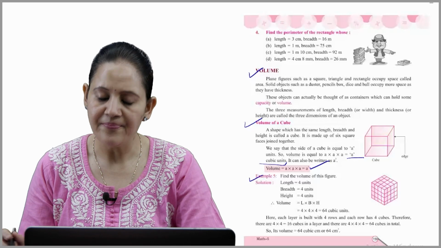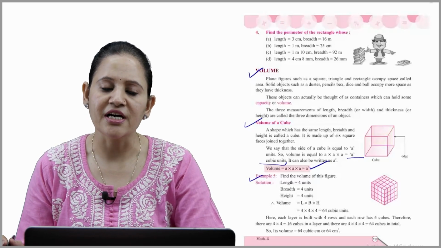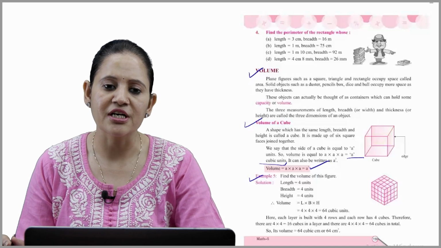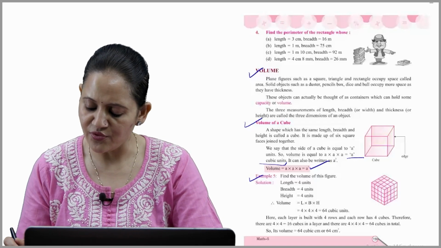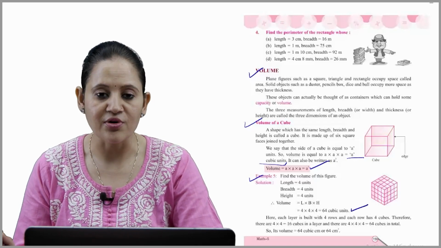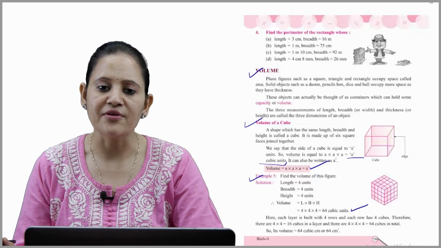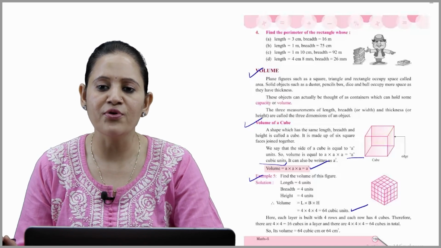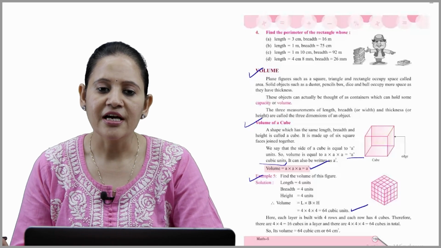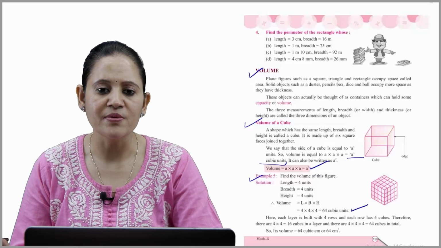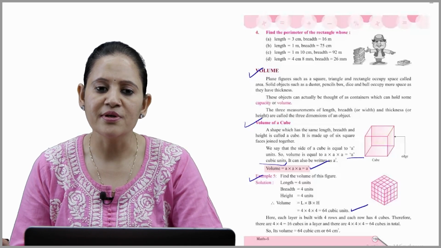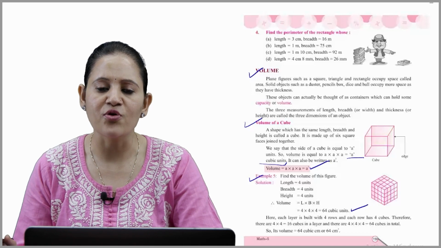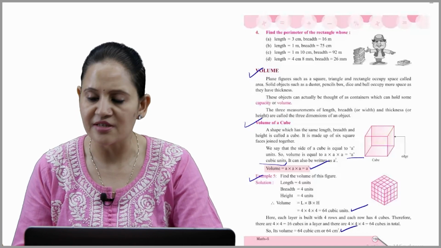Now we'll take an example. Find the volume of this figure. Length is given as 4 units, breadth is 4 units and height is 4 units. As we know, volume equals L into B into H. So 4 into 4 into 4, that is 64 cubic unit. Here each layer is built with 4 rows and each row has 4 cubes. Therefore, there are 4 into 4, 16 cubes in a layer and 4 into 4 into 4, 64 cubes in total. So its volume is 64 cubic centimeter or 64 centimeter cube.